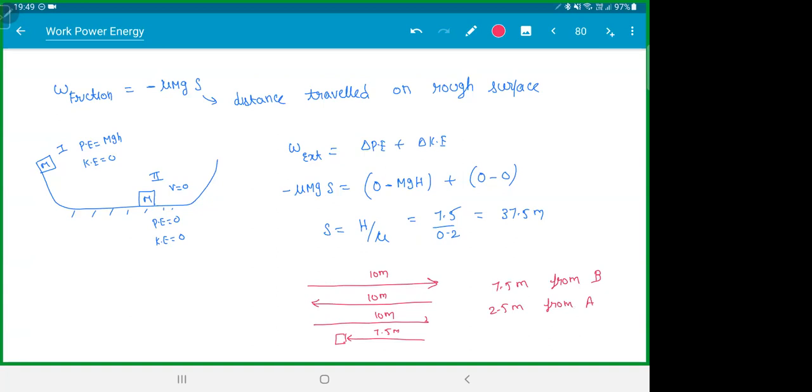Are you getting how we did this? I found the total distance traveled on the rough surface. That is 37.5. So you lose energy only when you are traveling on the horizontal rough surface. I don't care what happens on the smooth surfaces. Because with whatever speed you go up, you'll come back with the same speed. So you don't lose any energy on the smooth surfaces. Check it out.